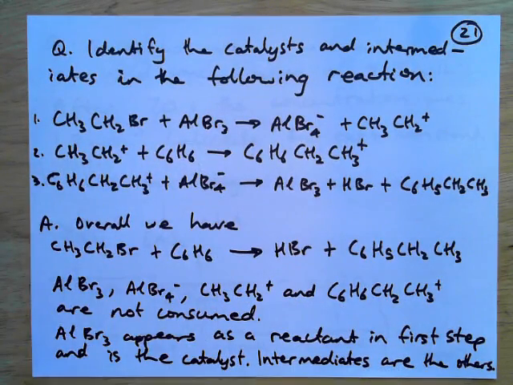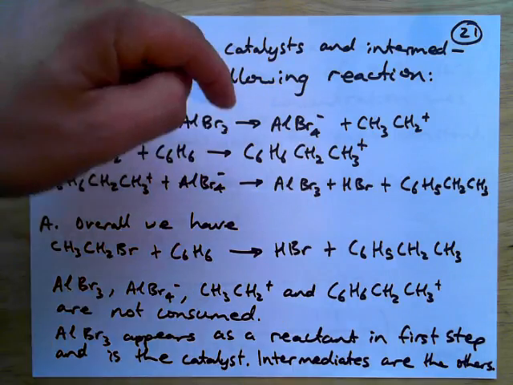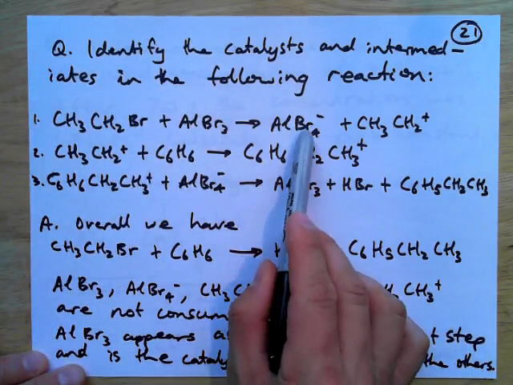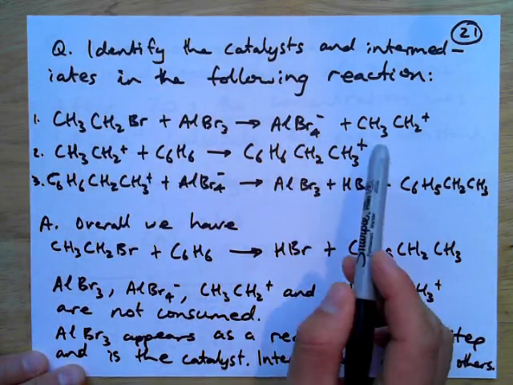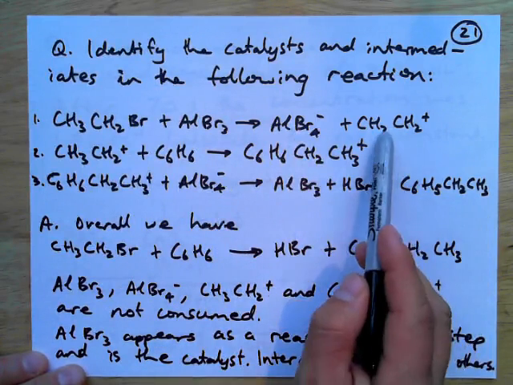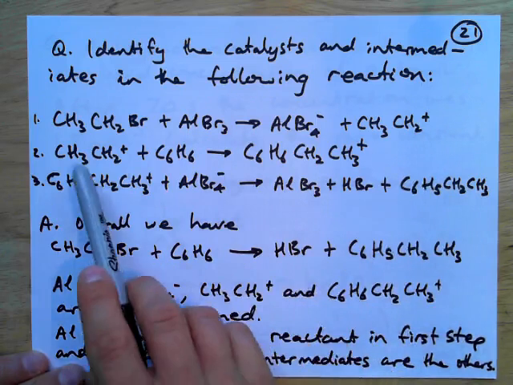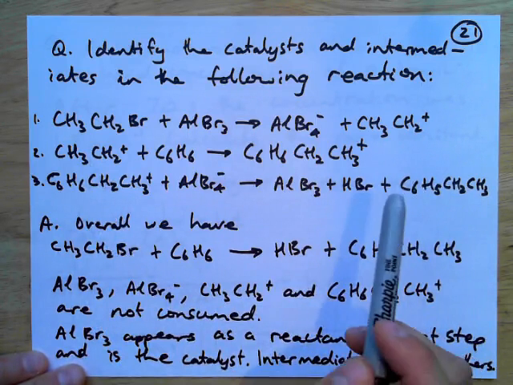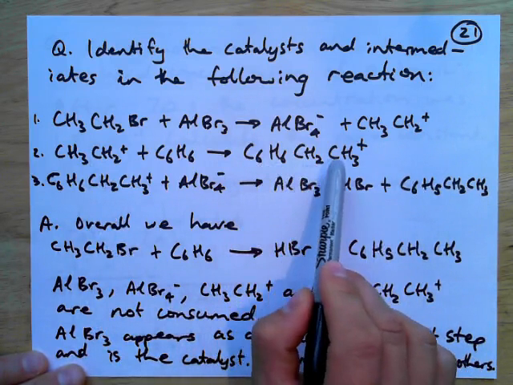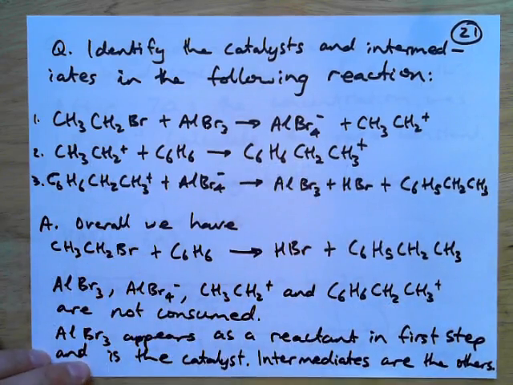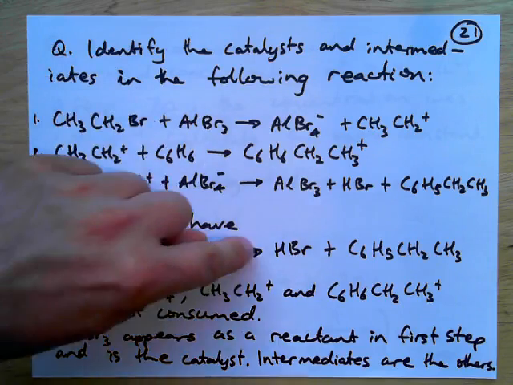So when I do that, I'll have one AlBr3 on the left and an AlBr3 on the right. I'll also have an AlBr4 minus on the right, and that will cancel off with an AlBr4 minus on the left. I will have a CH3CH2 plus on the right, and I'll have one on the left. And what else do we have there? This larger one, the C6H6CH2CH3 plus on the right, will cancel with this one on the left. So all up, I can see that this is going to be the overall reaction.